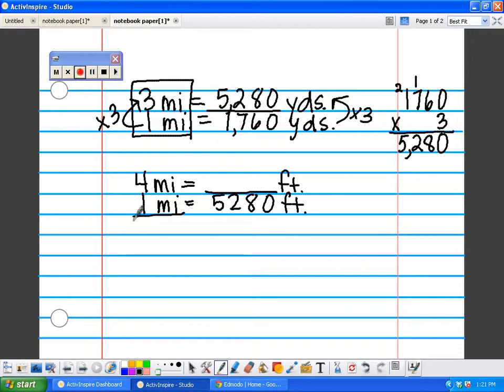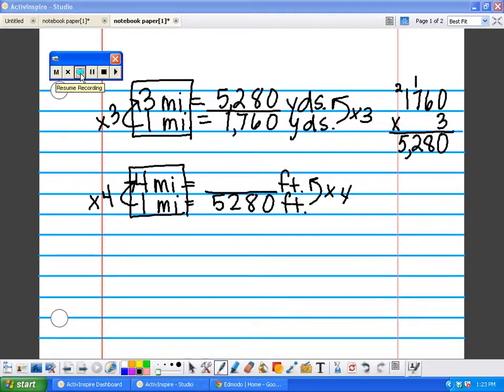Box. 1 times what is 4? Times 4. Over here, times 4. Do I know 5,280 times 4 in my head? No. Write it down. Okay, so the answer you should have gotten is 21,120 feet. Whew! That's a lot of feet, isn't it? So if I go out and I run 4 miles, that's how many feet I have run. That's a lot, isn't it?